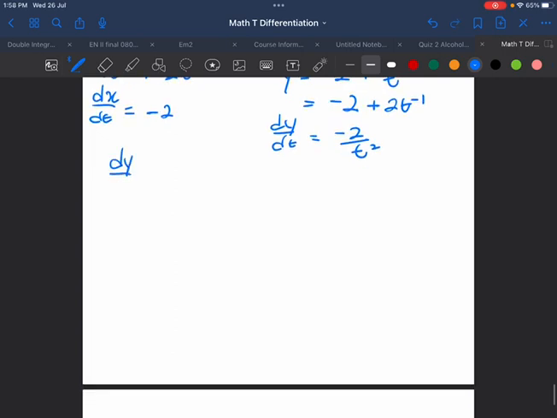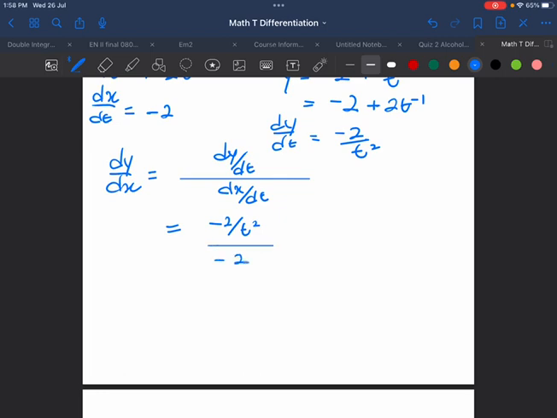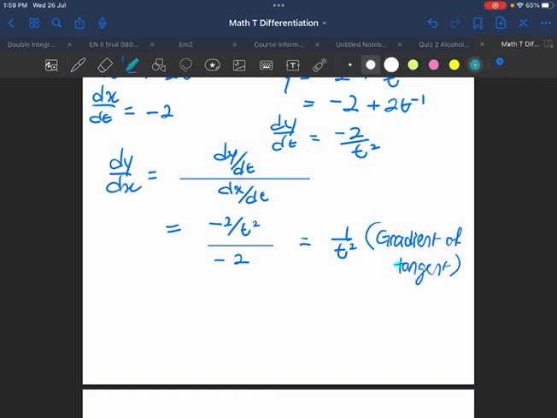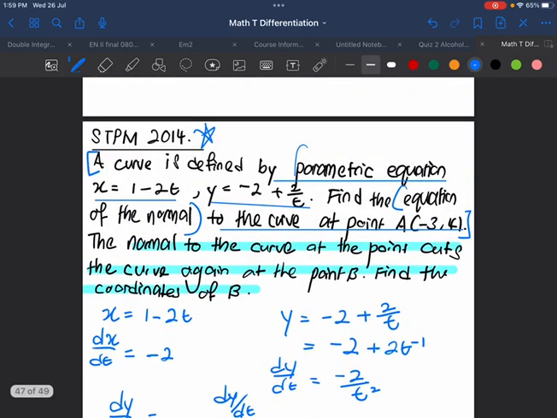So dy/dx, as I said, using the chain rule, is dy/dt divided by dx/dt. That is negative 2 over t squared, divided by negative 2, and we get 1 over t squared. So here is the gradient of the tangent. Don't forget, this is the gradient for the tangent. It's not for the normal, since the question wants us to find the normal.